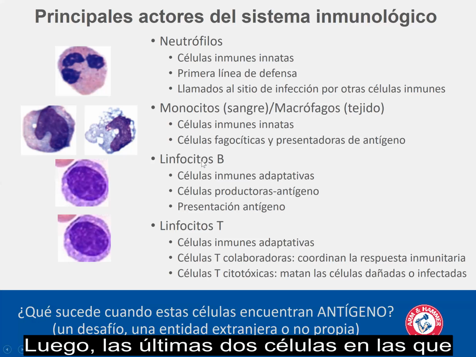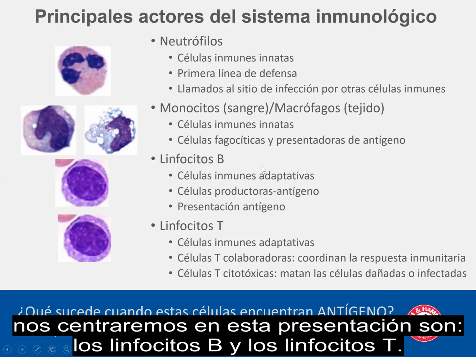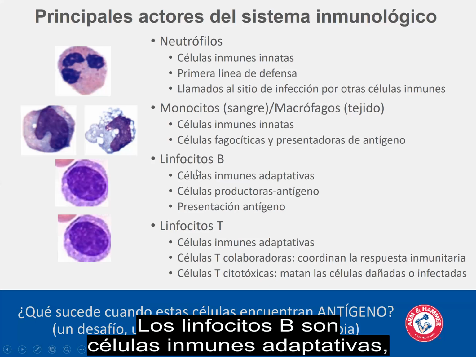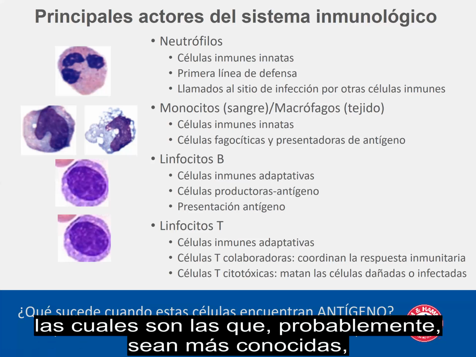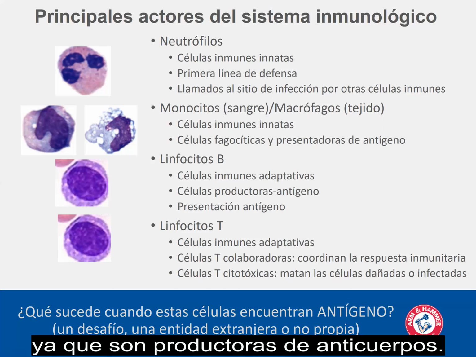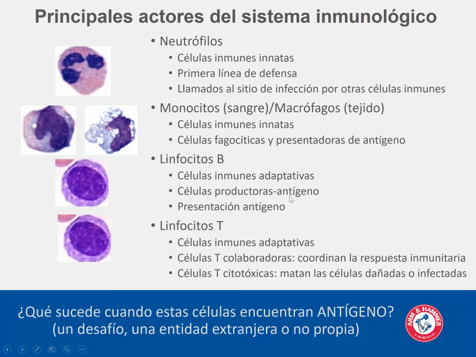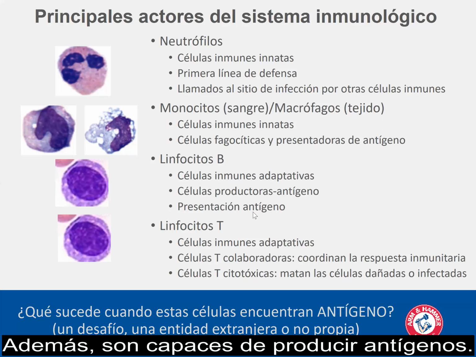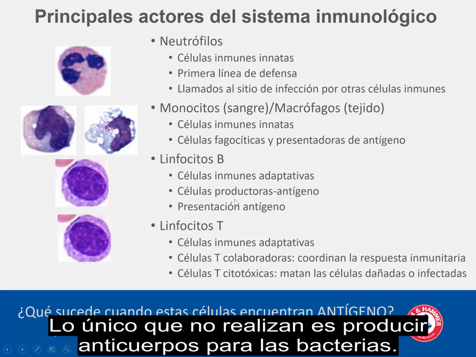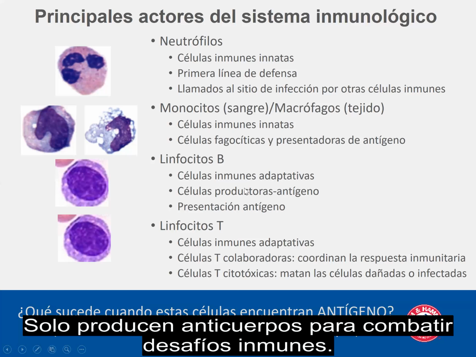And then the last 2 cells that we're going to focus on today in this presentation are the B lymphocytes and the T lymphocytes. B lymphocytes are cells of the adaptive immune response, and they're the ones people are probably most familiar with because they're the antibody producing cells. And they also have the capability to present antigen, but really what they're known for is antibody machine factories. They just produce antibodies in response to immune challenges.